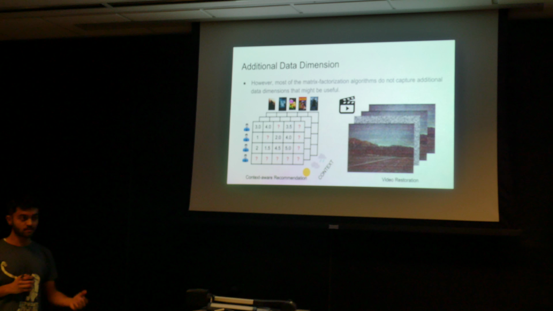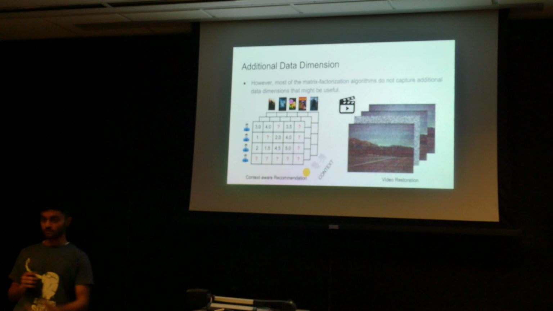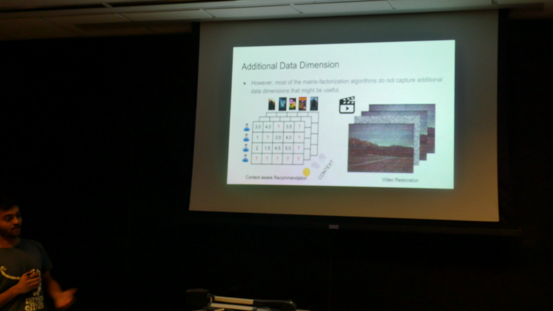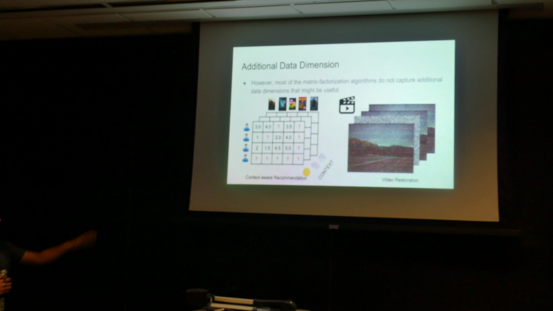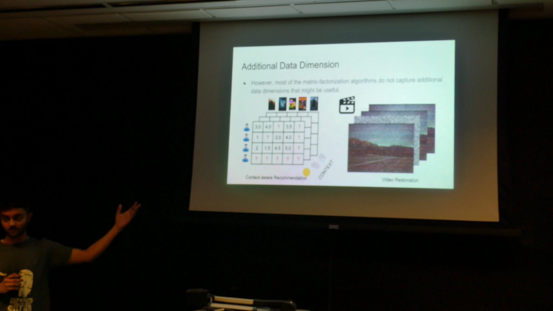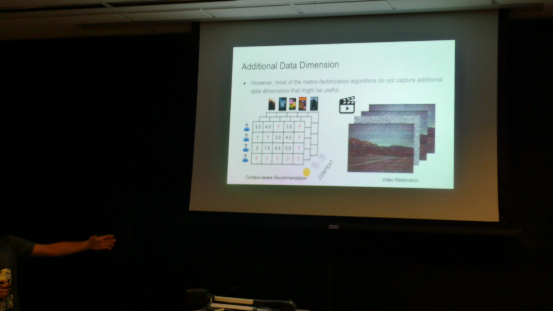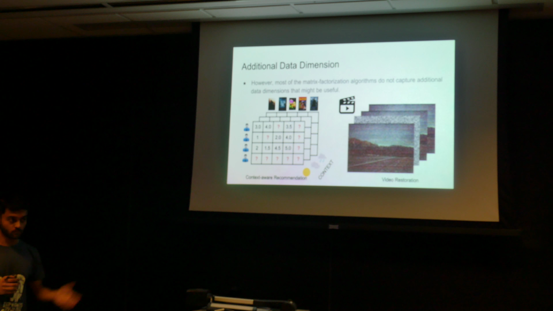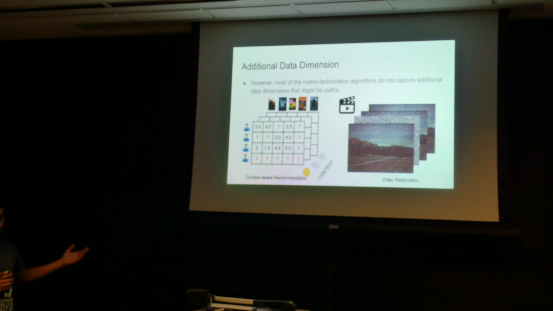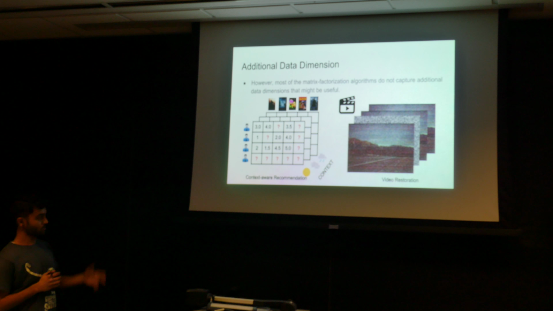have more information. Let's say you know that a user would like to watch a movie when the weather outside is cold or something like that. So you have contextual recommendation. Or a parallel in the image restoration problem would be you have a sequence of frames, which is basically a video, and you would like to restore the video.